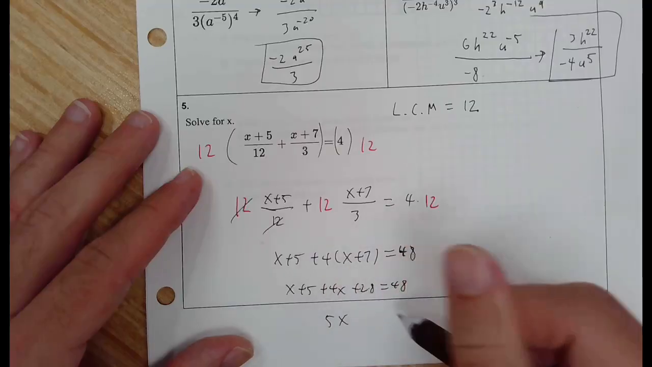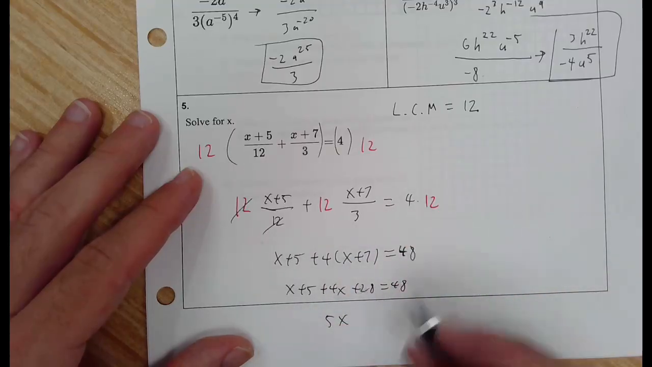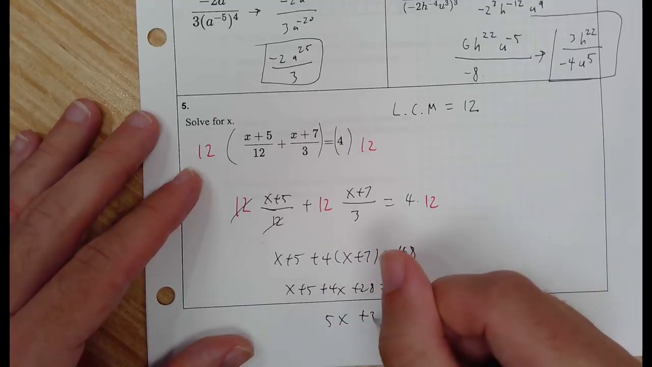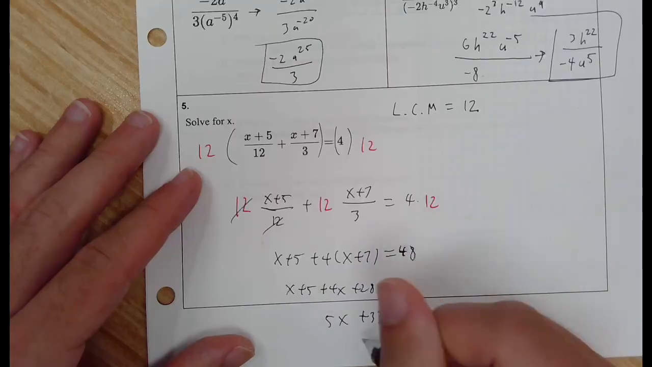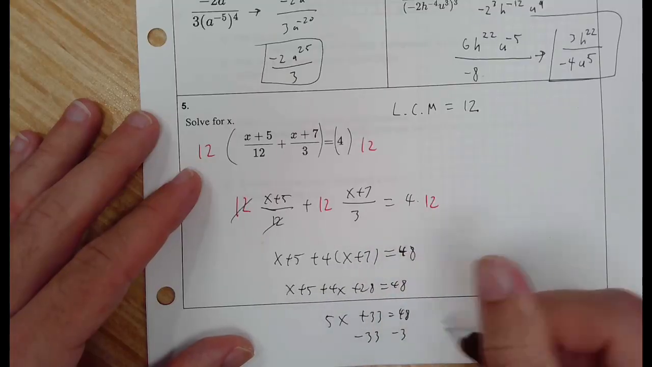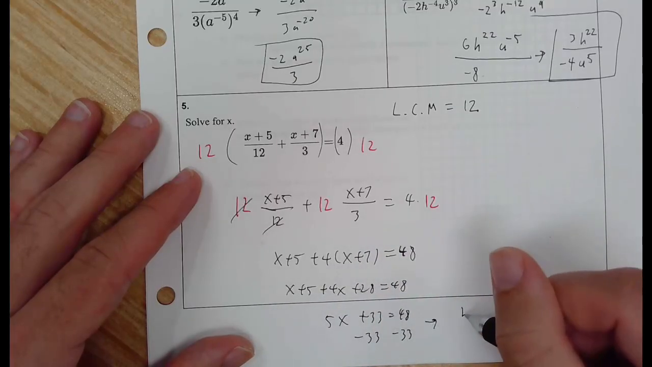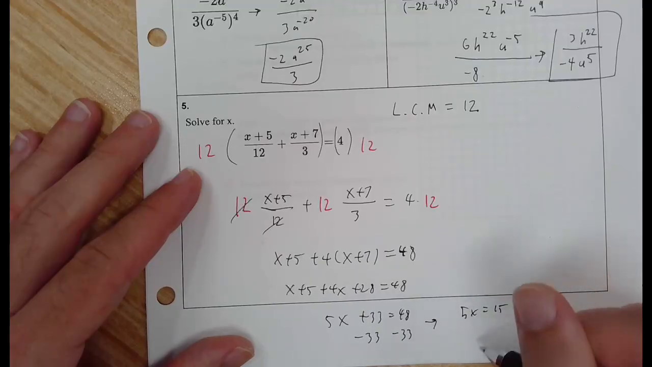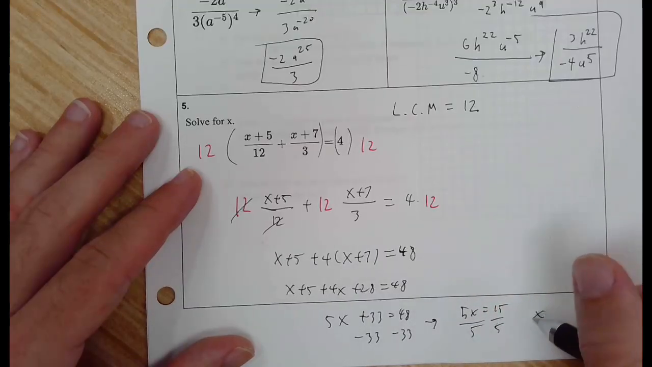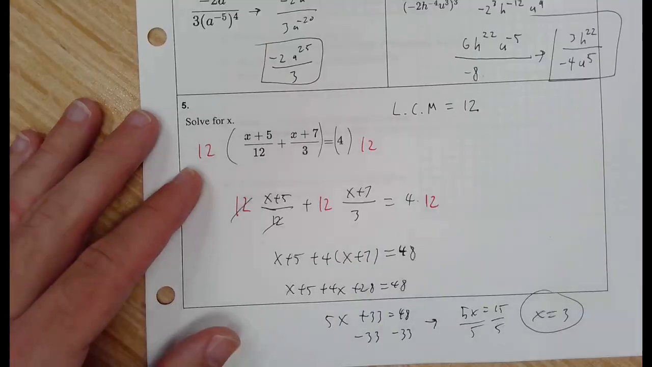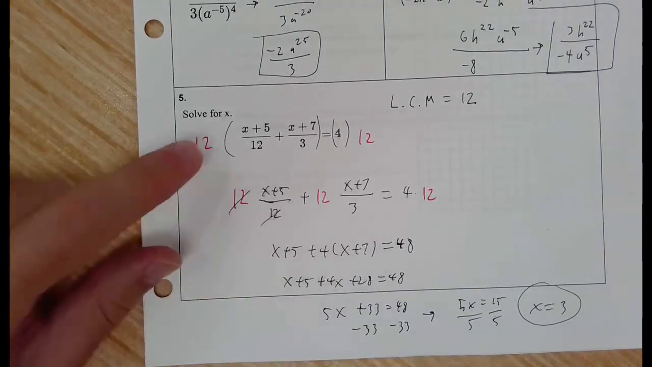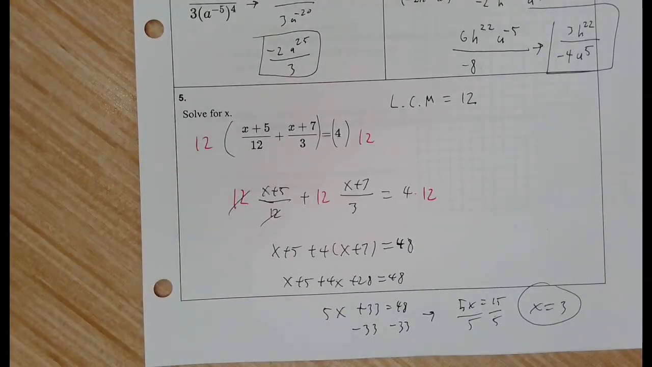x plus 4x, that's 5x. I'm combining like terms. 5x plus 33 equals 48. Subtract 33 from both sides. And so we have 5x equals 15. Divided by 5, x equals 3. Okay? And again, you can always go back and check this by plugging it in.